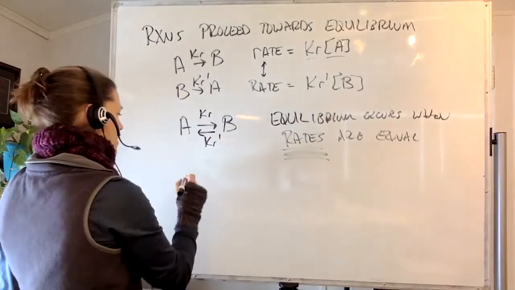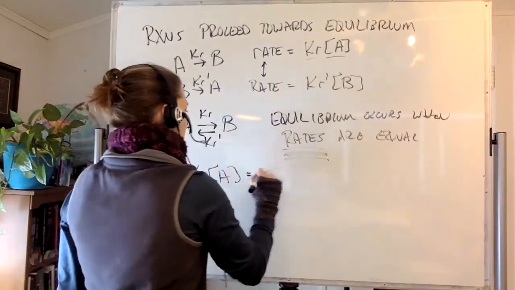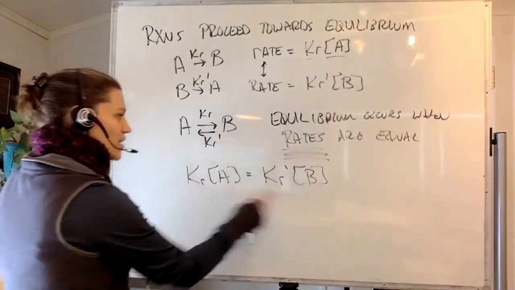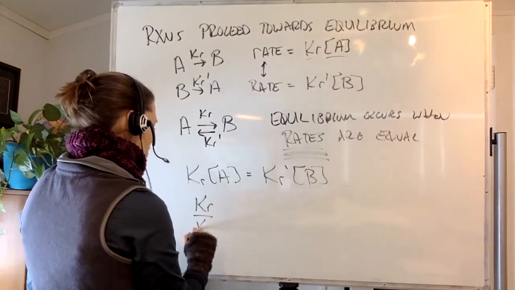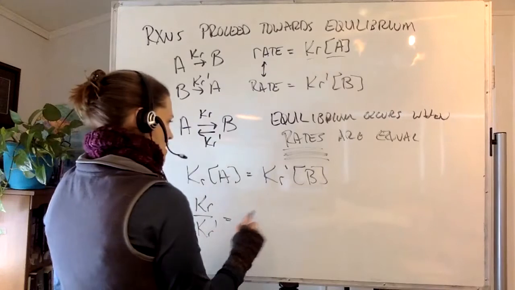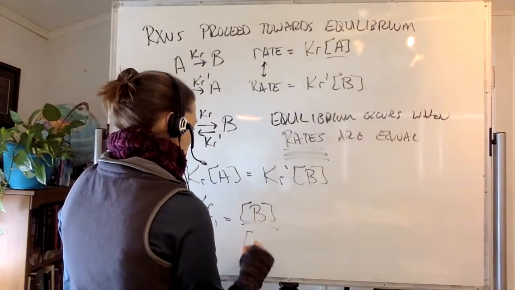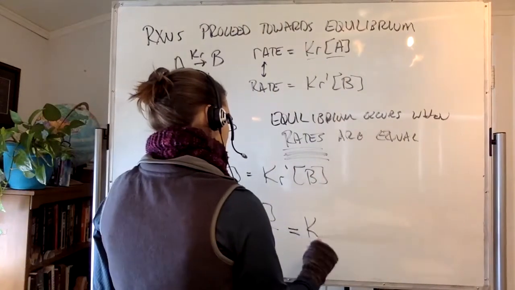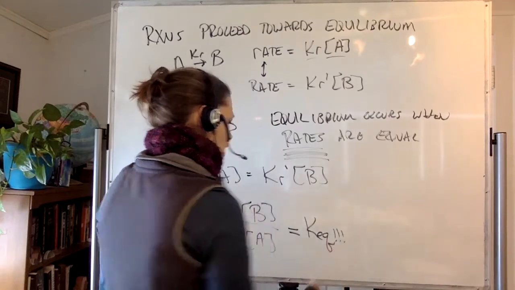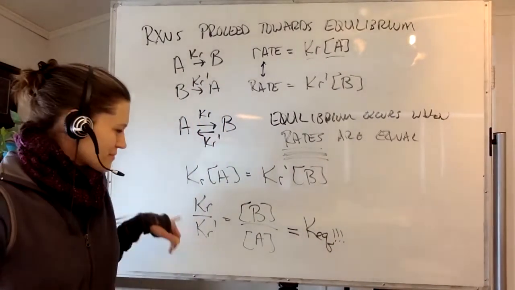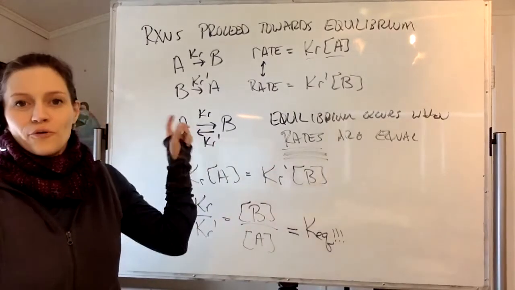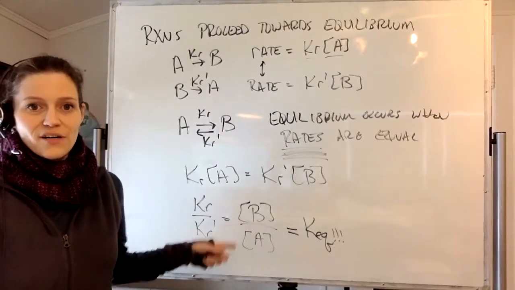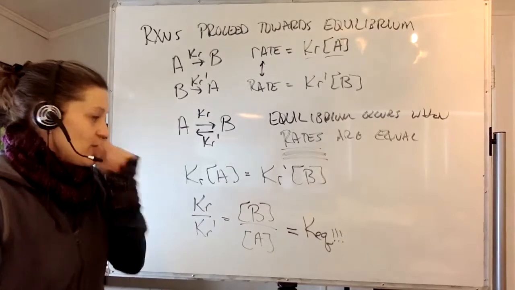Okay, so if we set these two equal to one another, I've got Kr times the concentration of A is equal to Kr prime times the concentration of B. Something that's cool though, I can rearrange this to say, well, if I look at the ratio of my two rate constants, that becomes the concentration of B divided by the concentration of A. Does that look familiar? Yay! The equilibrium constant. So the ratio of the rate constants for the forward and the reverse reaction for this system is equal to the equilibrium constant based on the ratio of the products to the reactants, or the concentrations.